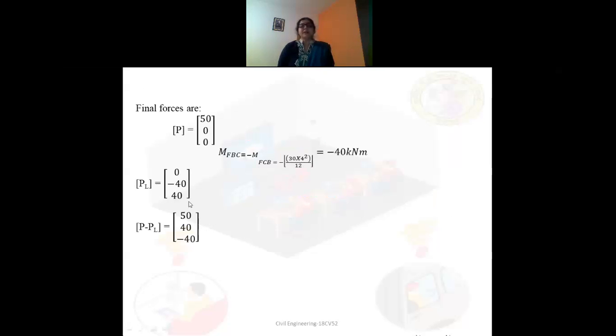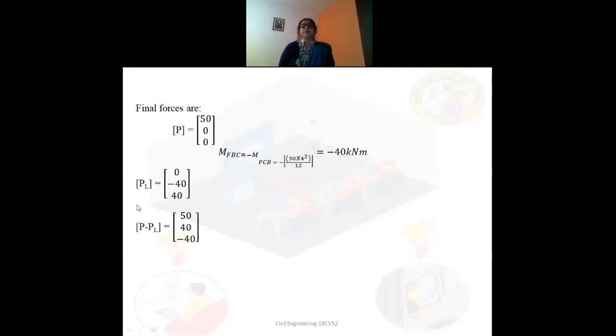Next, P minus PL, that is while doing the calculation K into delta is equal to P minus PL. That P minus PL we are doing here itself. So 50 minus 0 is 50. 0 minus 40 is minus 40. 0 minus of minus 40 is plus 40. 0 minus 40 is minus 40. So P minus PL is ready now.